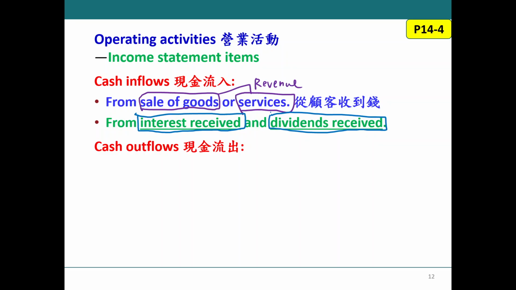Could you tell me? Interest received. Who are you? What kind of investor are you? Interest received. Who can receive the interest? Creditors, right? So you are the creditors. You did what kind of activity? You are the creditors. When you lend the money to someone else, what kind of activities have you done?